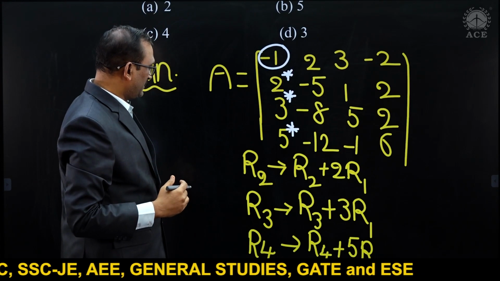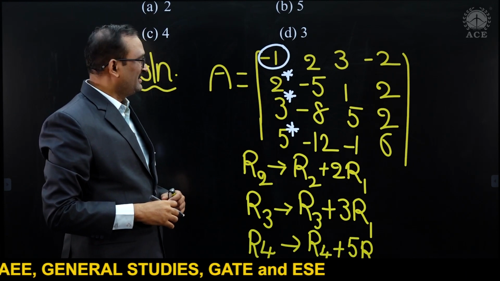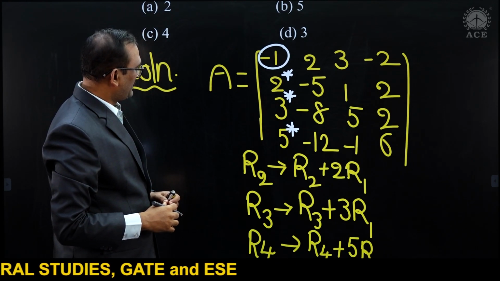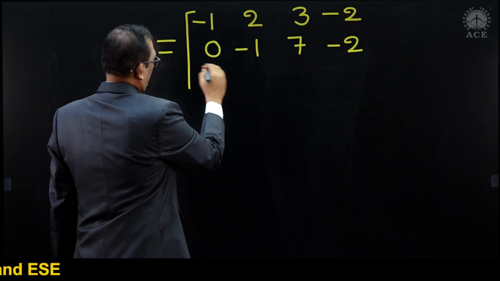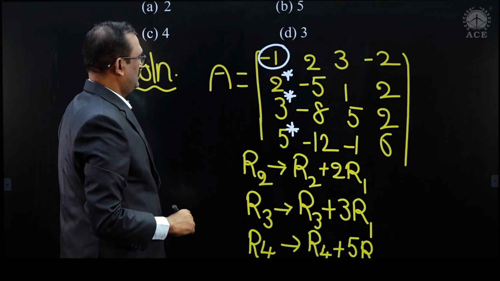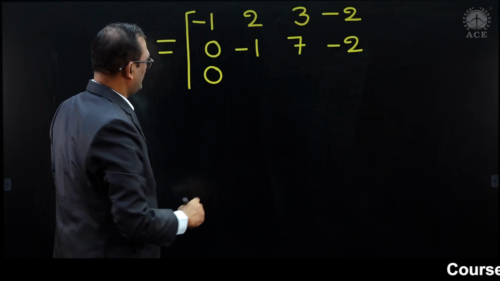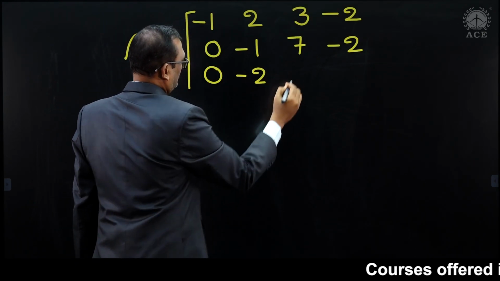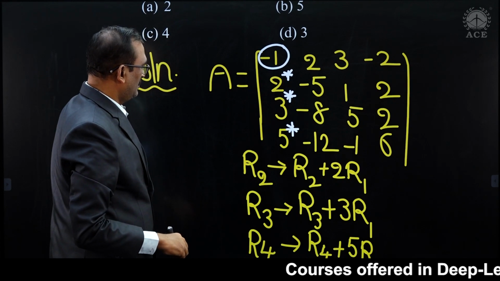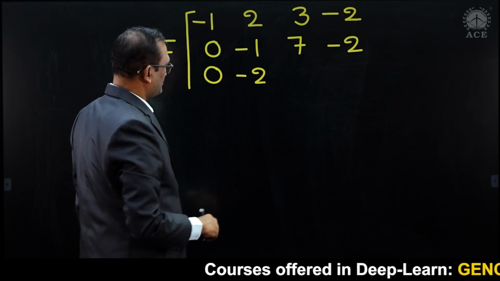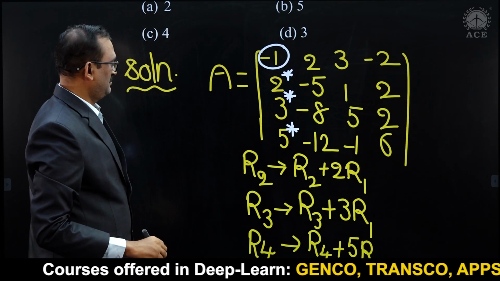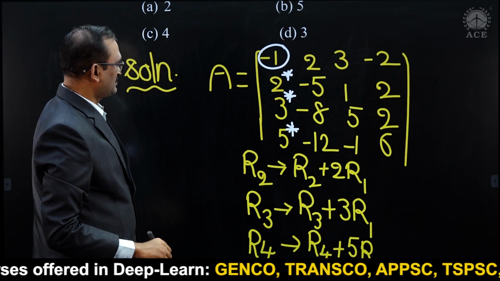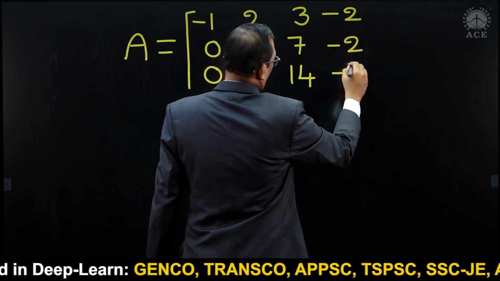Now third row plus 3 times of first row. That is 3 plus 3 into minus 1, 3 minus 3, 0. Minus 8 plus 6, minus 2. Next, 5 plus 3 3s are 9, 14. 2 minus 6, minus 4.